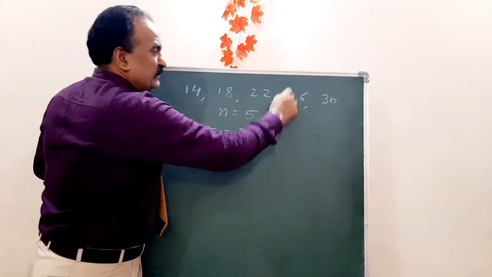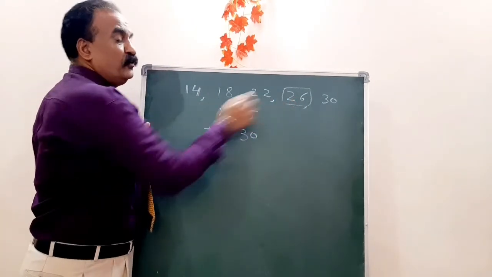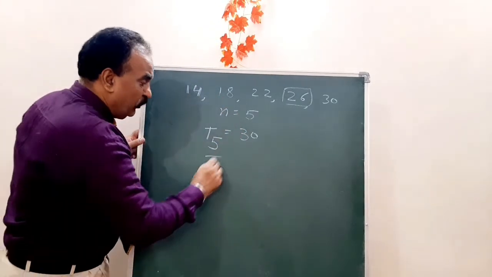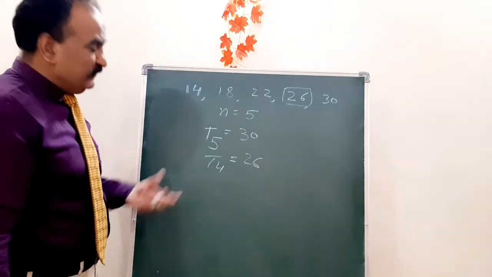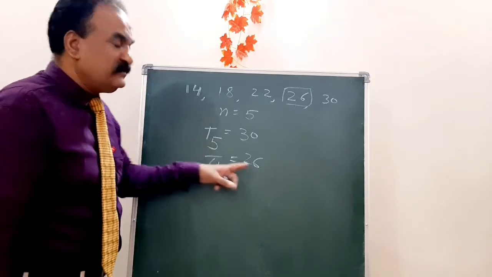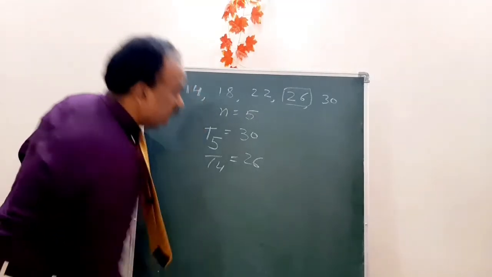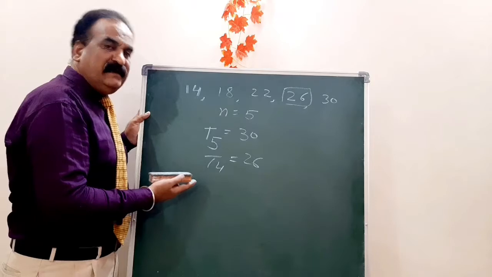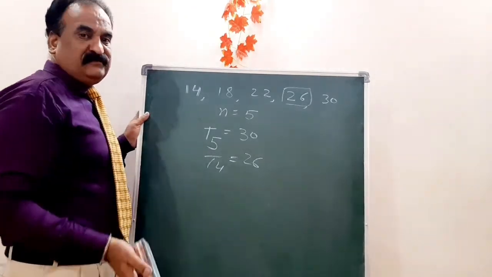Now suppose somebody asks me about this 26. So how many numbers are there? 1, 2, 3, 4. There are 4. But what is T4? T4 is 26. It means the number of terms is 4, but the fourth term is 26. Is this clear? These are the basic concepts, and generally students get confused here between a_n and n. Tn and n are not the same thing. I am just telling you Tn means the last term.